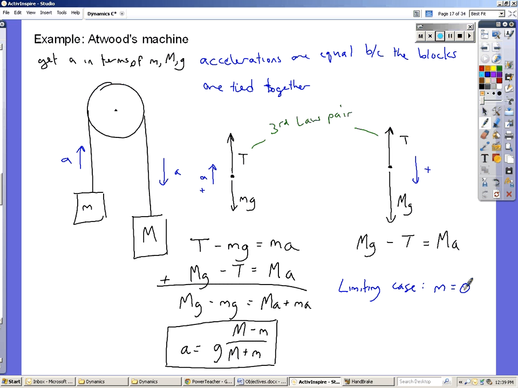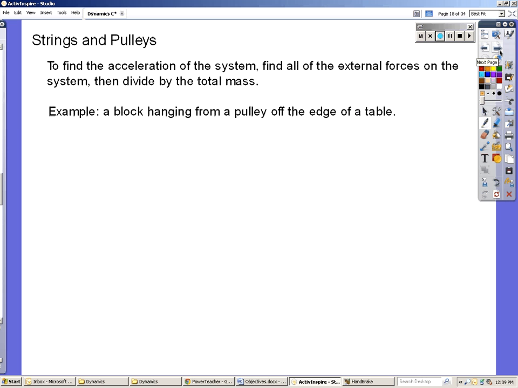If little m is 0, what we would expect is that big M would just accelerate downward at g. And if we look at the equation, we have big M minus 0 divided by big M plus 0, and we get a equals g. That's correct. The other limiting case is where the two masses are equal. Work that one out on your own, show that it makes sense there too. There's a whole category of problems that are like this, where you have pulleys and strings and blocks attached to them and so on.